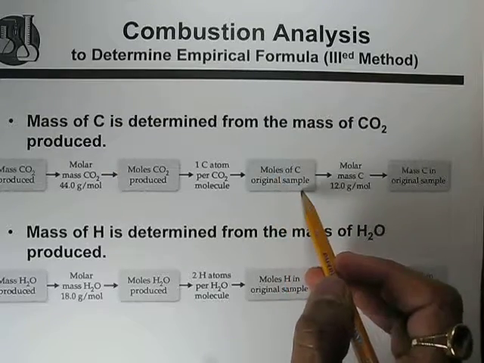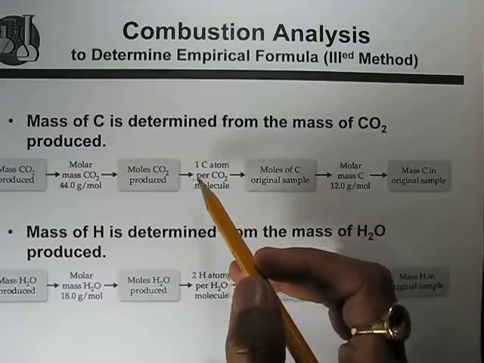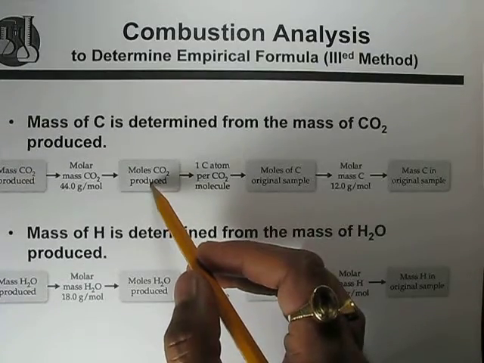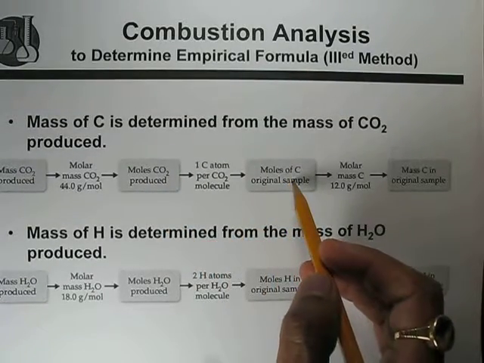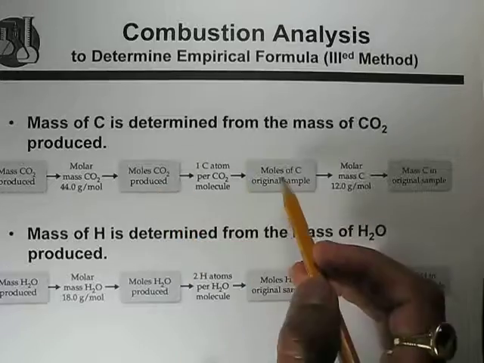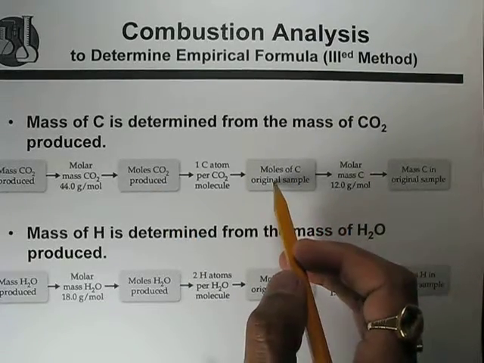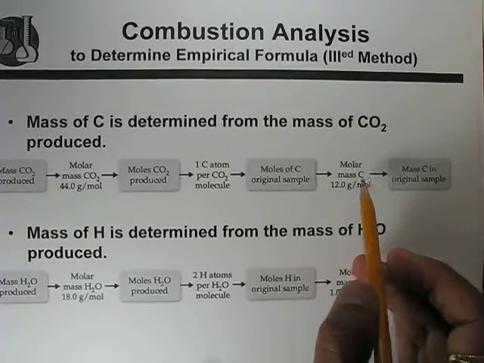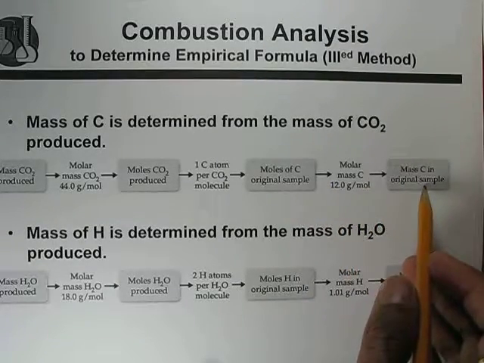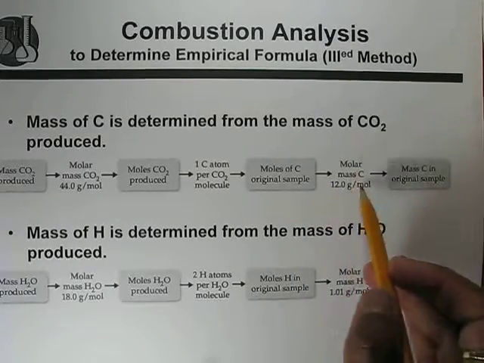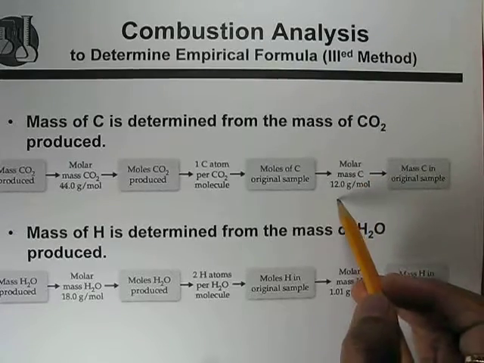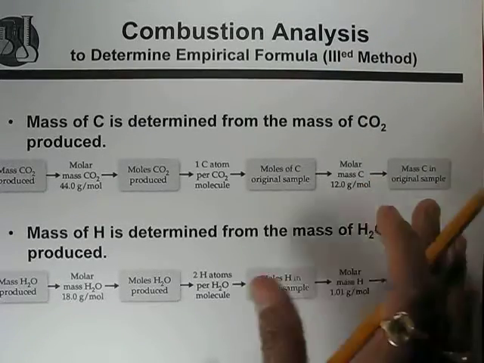Once we know the moles of carbon dioxide produced, we convert into moles of carbon in the original sample, because 1 mole of carbon dioxide will produce only 1 mole of carbon. And once we know the number of moles, we can calculate the mass in grams of carbon using the molar mass conversion, 12 gram per mole.